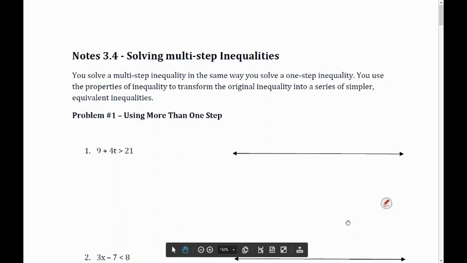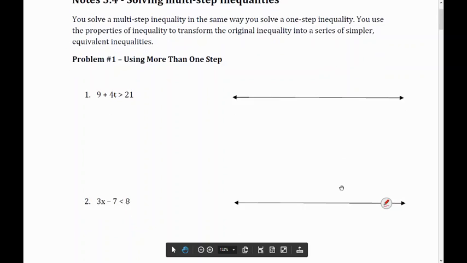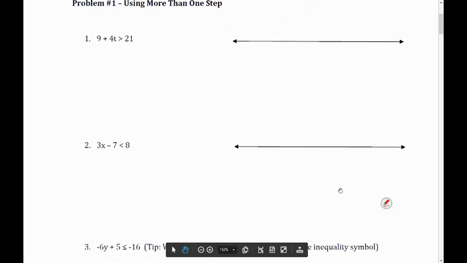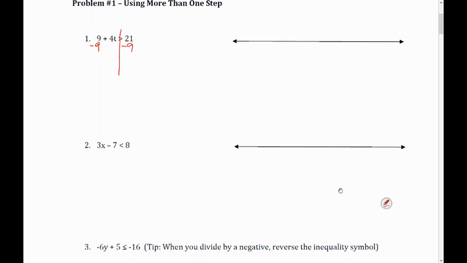So problem number 1 is 4t plus 9 is greater than 21, all right? We have the option of drawing that line in if we want to. We want to subtract 9 on each side so that it's the same, keep that inequality balanced. The 4t drops down, which is greater than 12. We want to divide each side by 4, so t is greater than 3.